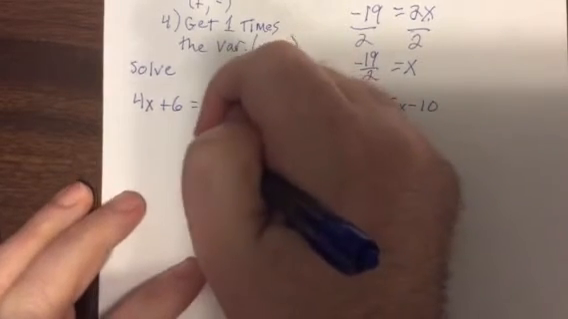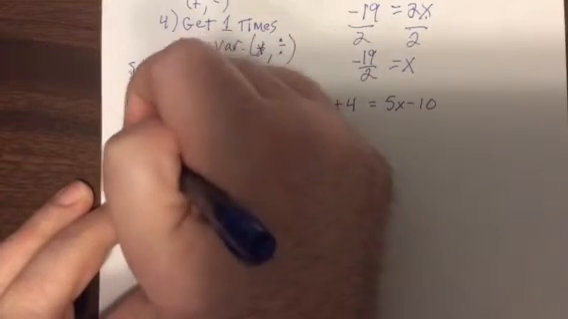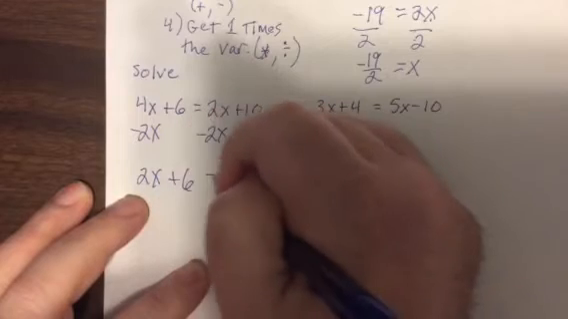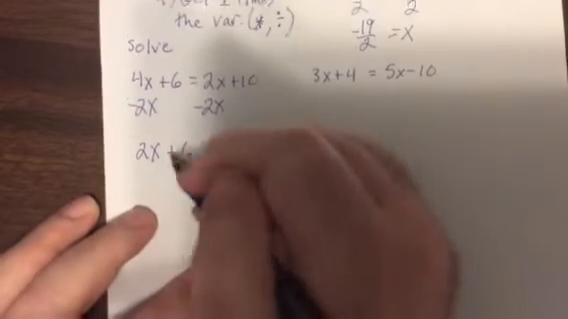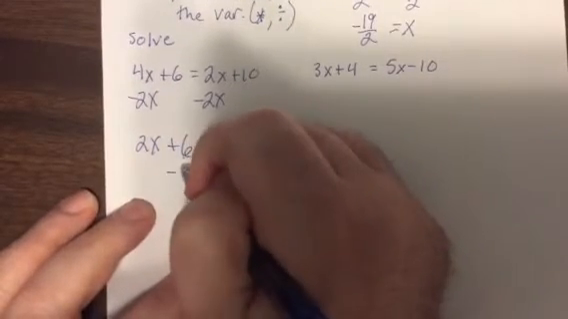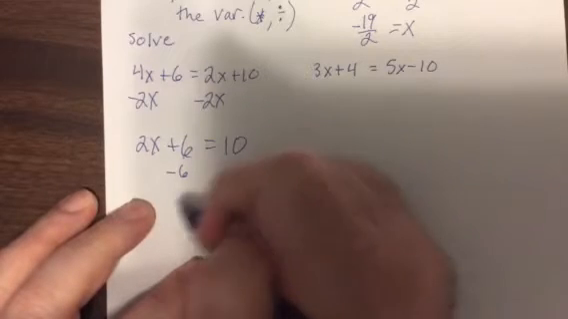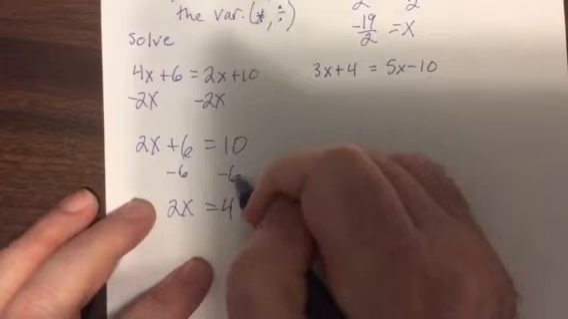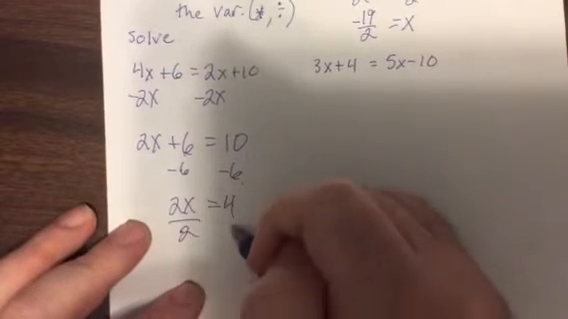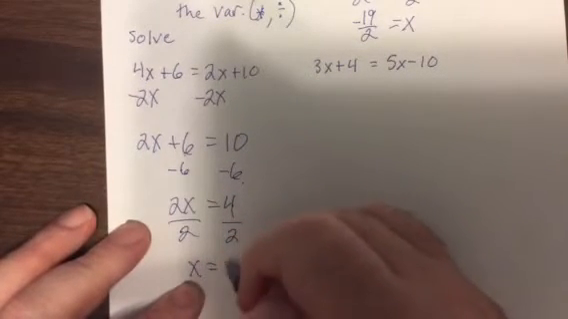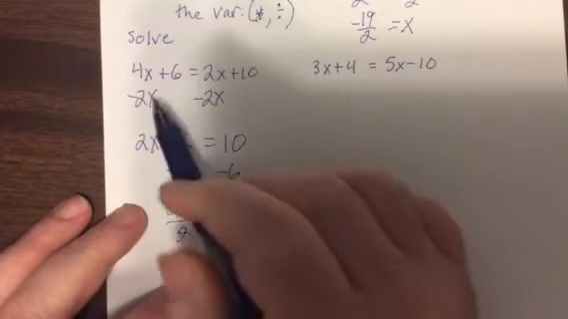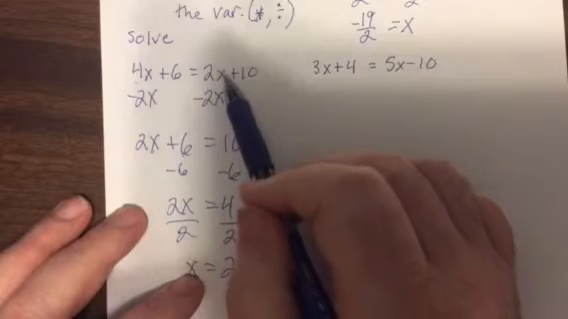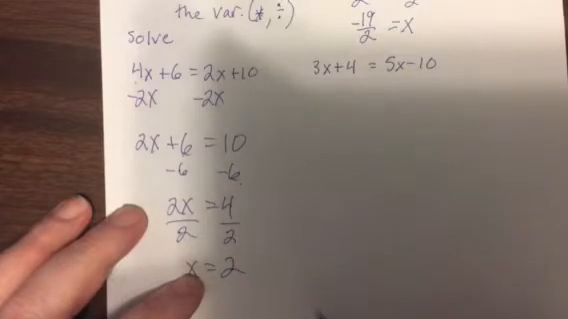Okay, good, you're back. So I'm going to get rid of the 2x, so that would be 2x plus 6 equals 10. Now we want to get the constant by itself, or the variable by itself. You could say it that way, too. So subtract 6, and then I want a 1 times the variable. And then you could check that one. 4 times 2 is 8, plus 6 is 14. 2 times 2 is 4, plus 10 is 14.